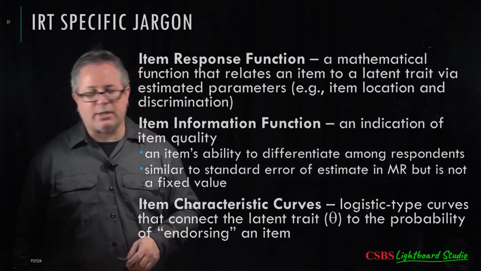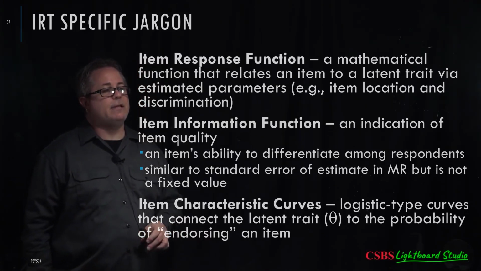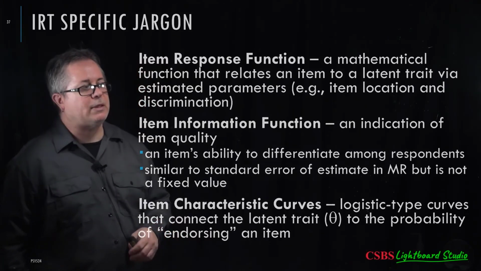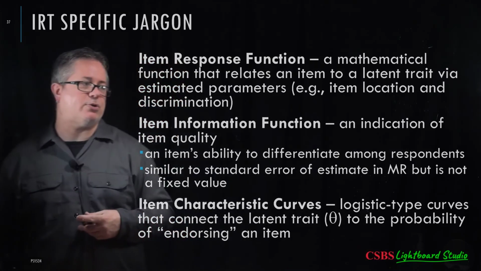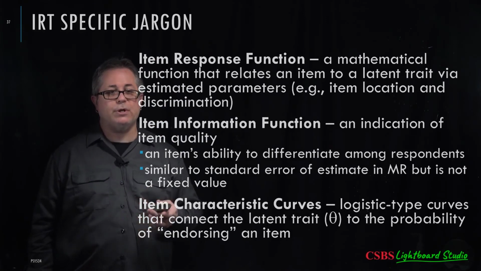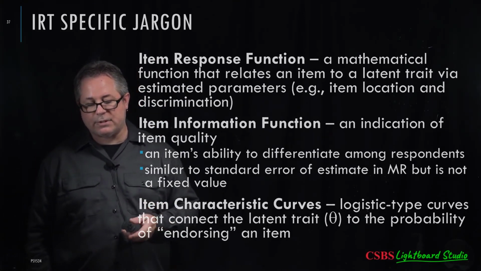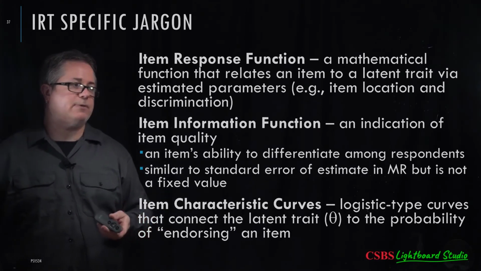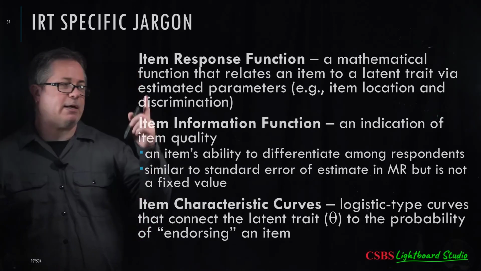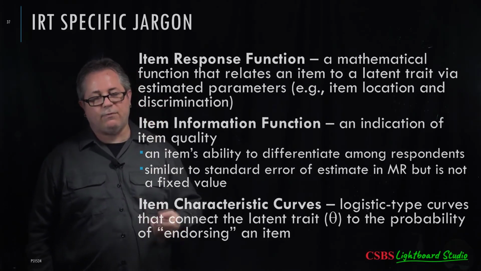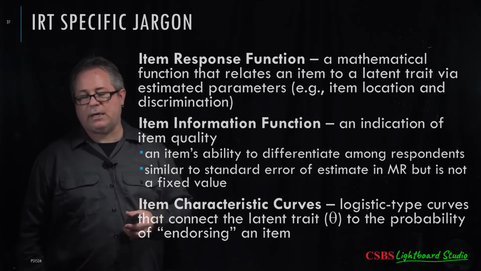So some jargon: you've got the item response function, the IRF. It's the mathematical function that relates an item to the latent trait via estimated parameters, so things like item location and discrimination. These will look somewhat odd, but also familiar, because they look very much like logistic regression, because they are logistic functions. Then you've got the item information function. We can take the item response function and convert it into an information function. So it's an indication of how good the item is doing.